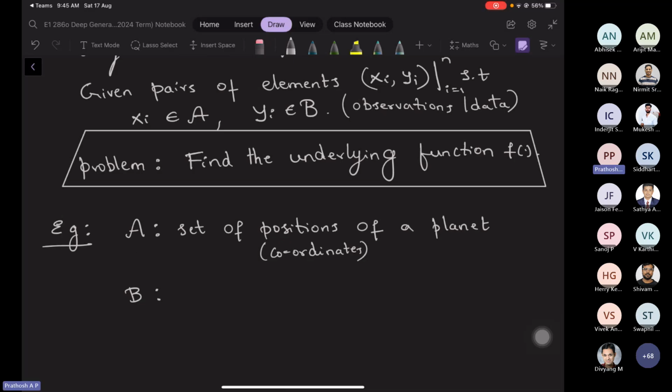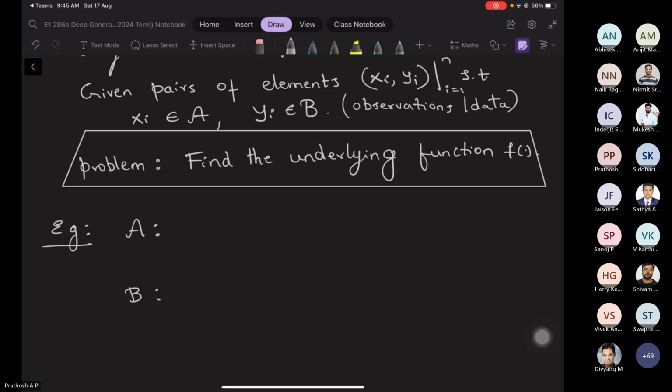Maybe no, this might confuse you a little. Let's not take that example. Let me take that example next. The first example that I can take is the acceleration of a body. Okay, so B can be the force exerted on it.